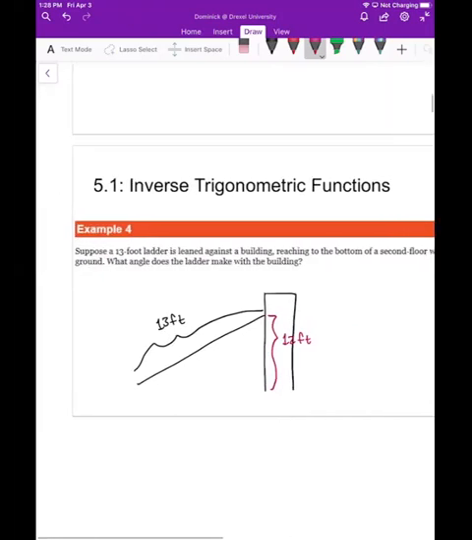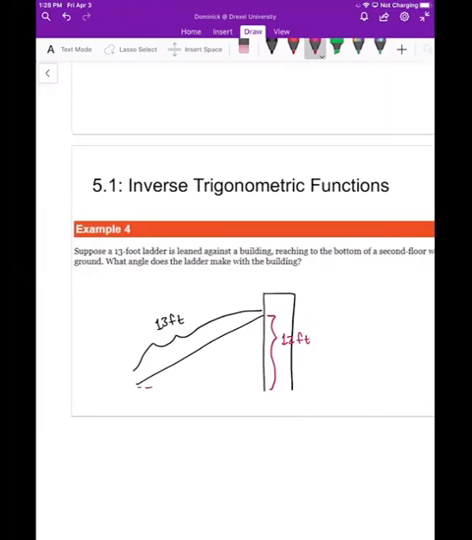Yeah, 12 feet. Now we want to know what angle the ladder makes with the building, so we're interested in this angle here. Okay, now what's the relationship of my sides? Well, the 12 feet is my adjacent, and my 13 is my hypotenuse.